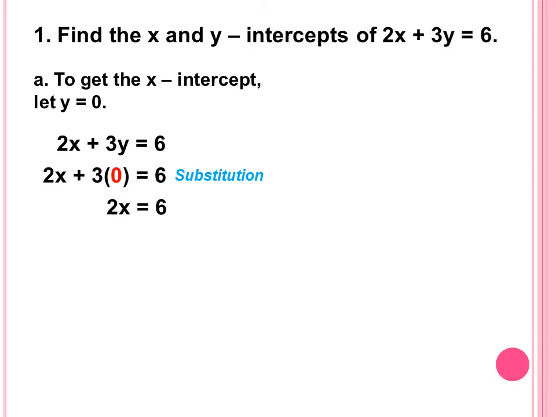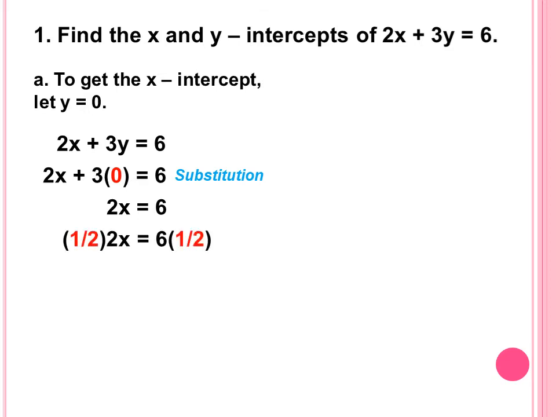This will be 2x plus 3 times 0 is 0. No need to write 0 equals 6. We are looking for the value of x. So we will think of the multiplicative inverse of 2. Okay, so that will be 1/2. So we need to multiply both sides of the equation by 1/2.